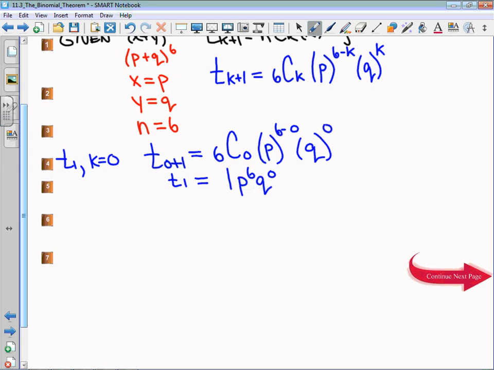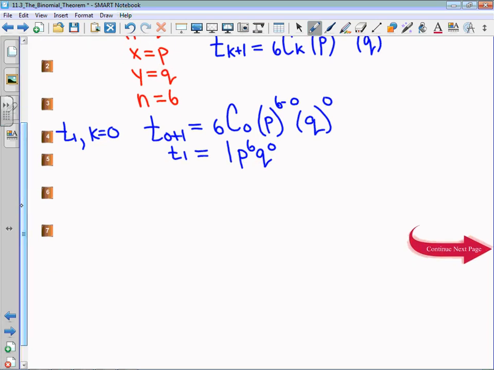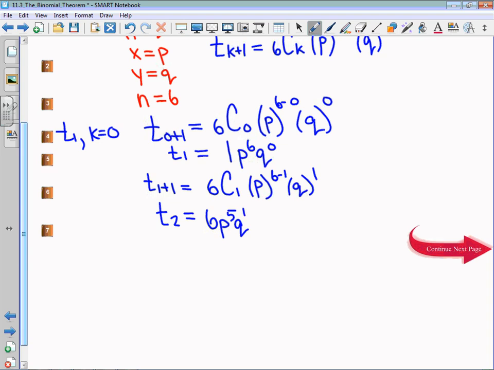All right, now I'm going to keep going until I get term 7. So next up, we have term 1 + 1, which is going to be equal to 6 choose 1 times p to the power of 6 minus 1 times q to the power of 1. That means that term 2 is going to be 6p^5 q^1. And again, I know you don't have to write q to the power of 1, but I really think it's important as we go through these types of questions that we get used to the idea of some of the patterns that emerge as we write maybe more than we necessarily need to for a question like this.